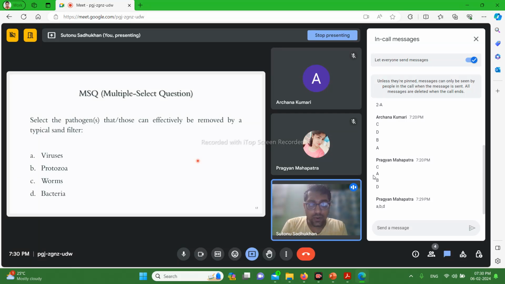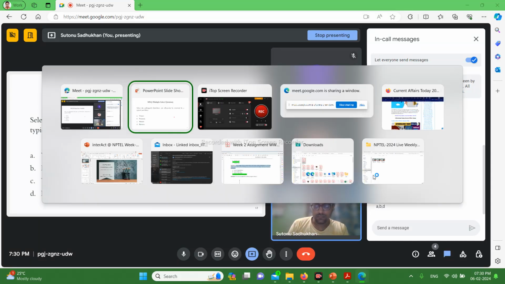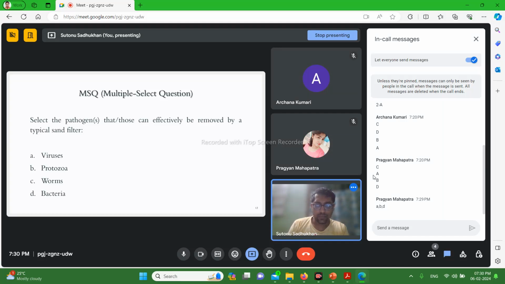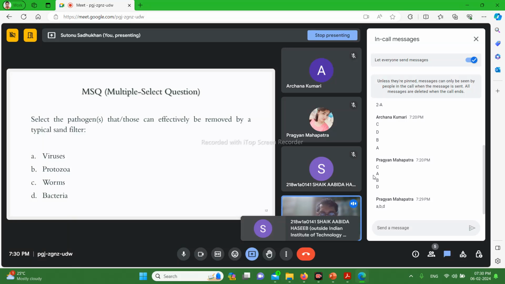Okay, so Progan is telling option A, B and D. Viruses I think are very fine, so maybe they will not be effectively removed by a sand filter. Okay, let's see what the answer is. B and D, that can be effectively removed by a sand filter. I think you have assumed it incorrectly, as can't effectively.